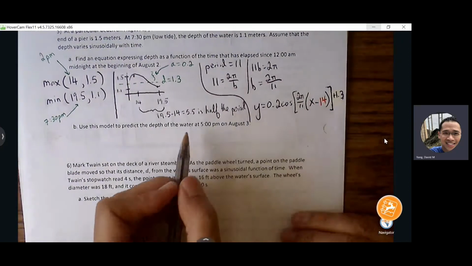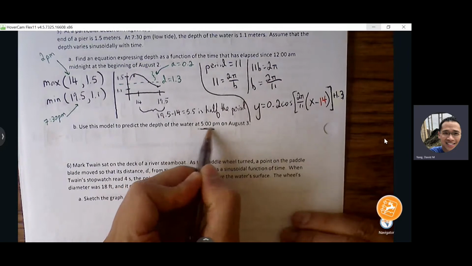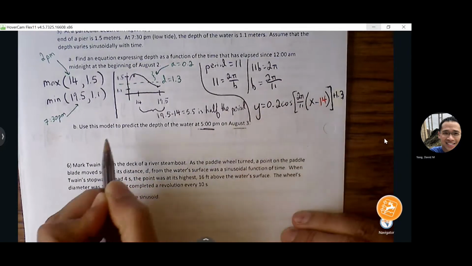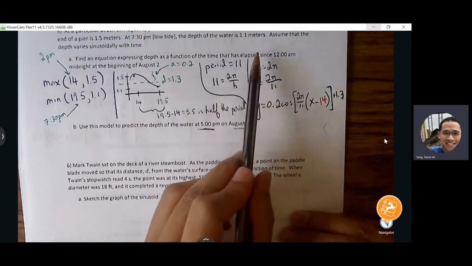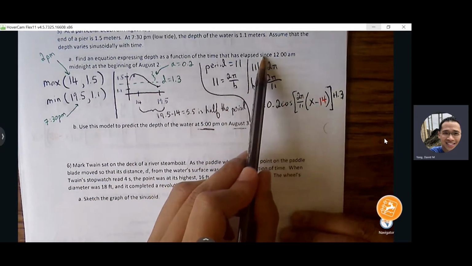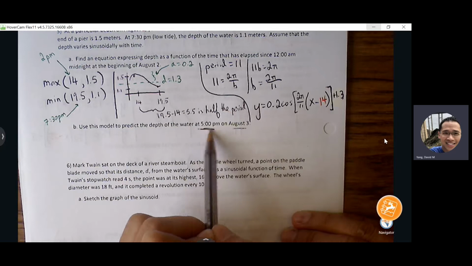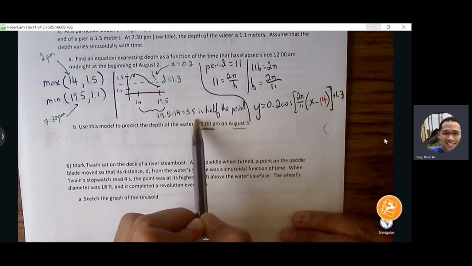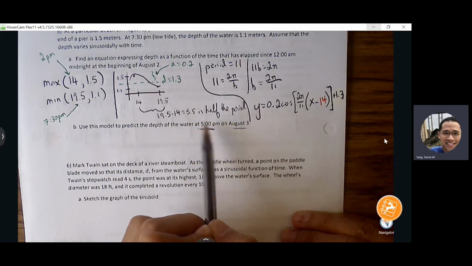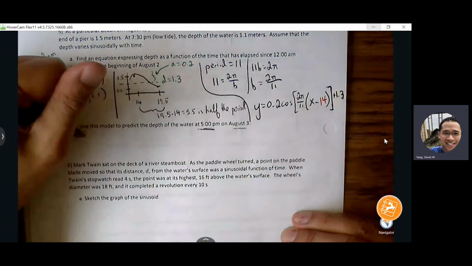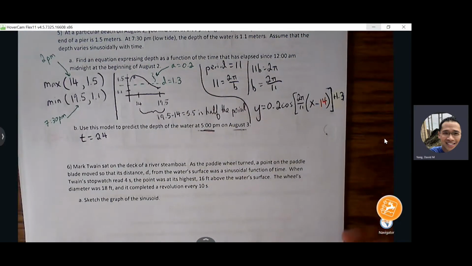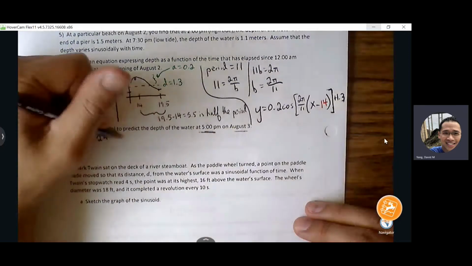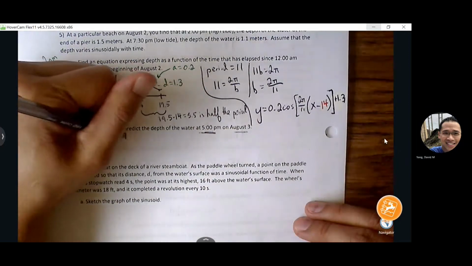Okay, predict the depth of the water at 5 p.m. the following day. So this is going to be a full day after midnight. And then we got to add on another 17 hours. So 24 hours is going to pass. And then 5 p.m. is another 17 hours from midnight.